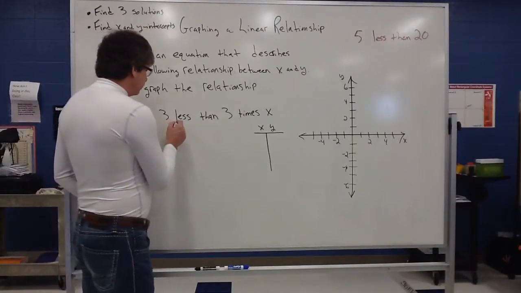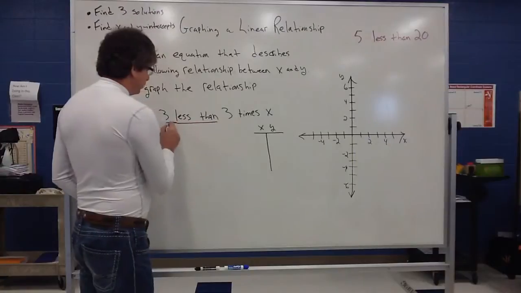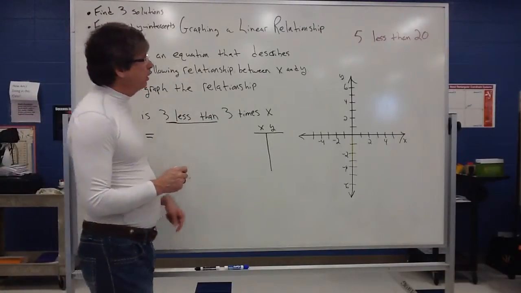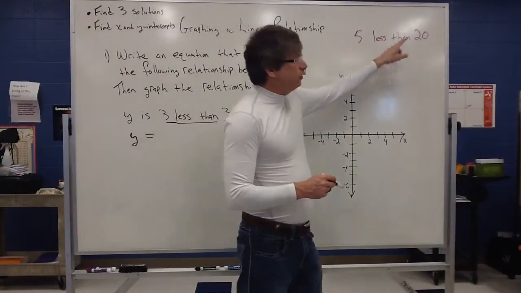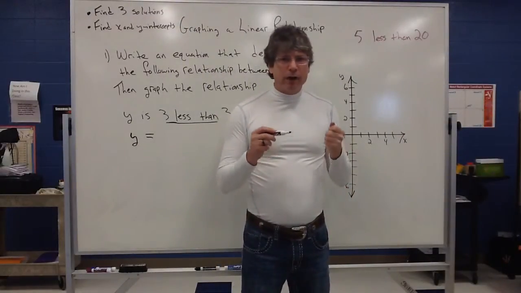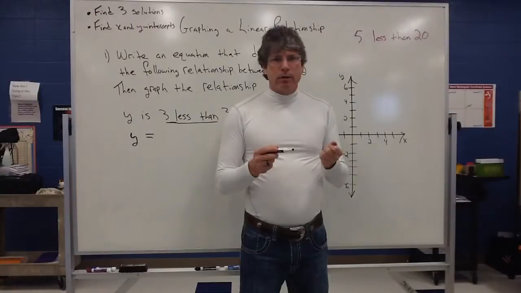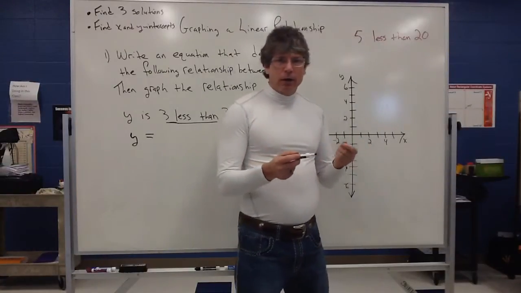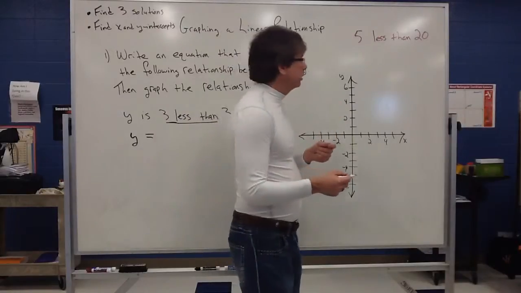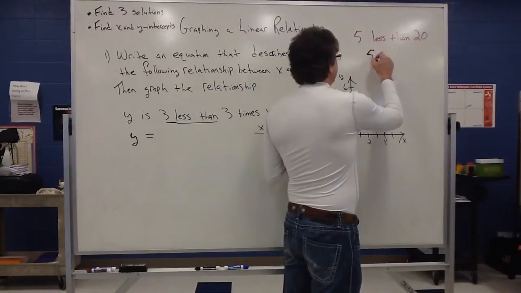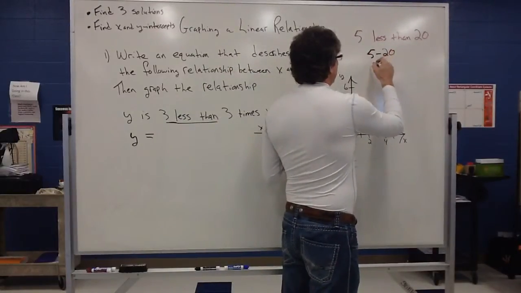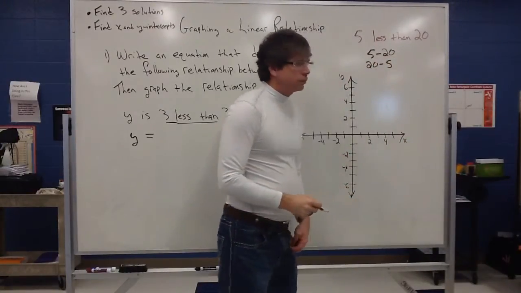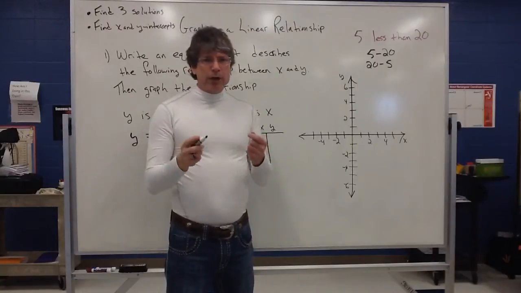What's confused me a little bit is this 3 less than. If I look at this problem right here, 5 less than 20. What is 5 less than 20? 5 less than 20 would be 15. Now, mathematically, would that be 5 minus 20, or would that be 20 minus 5? So when we pick up on subtraction, order does matter.